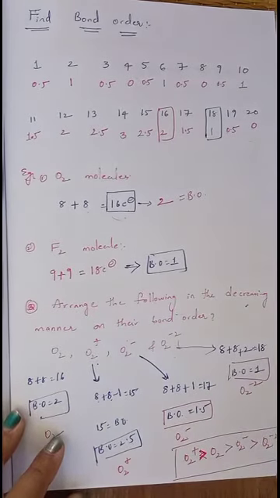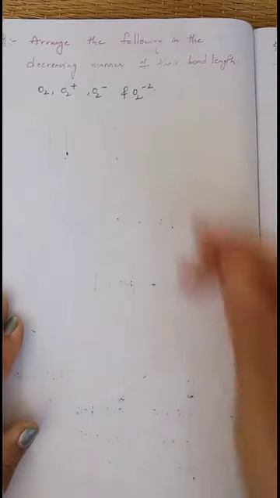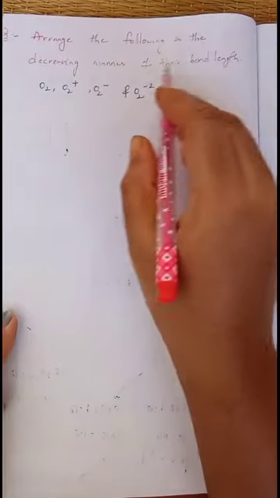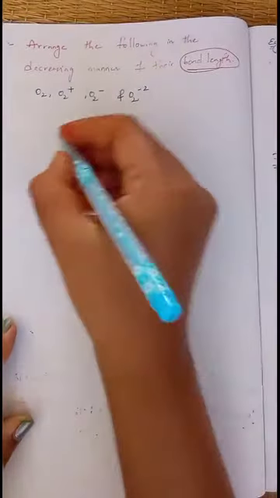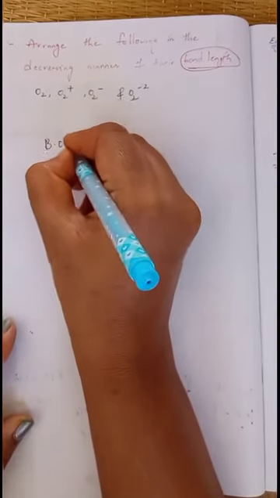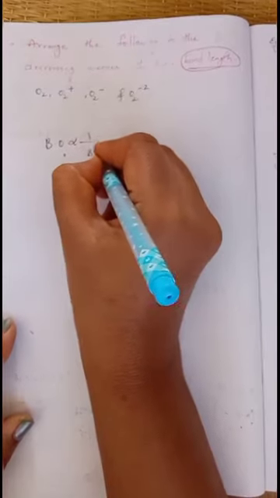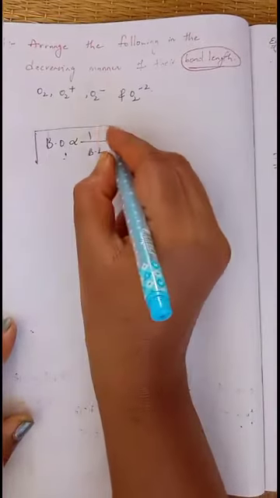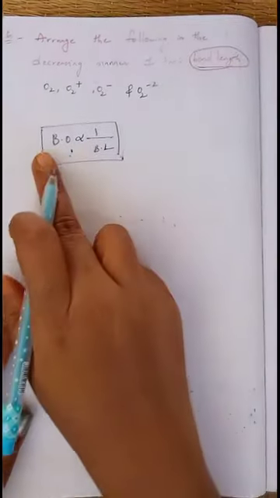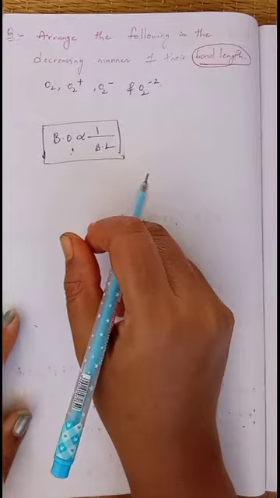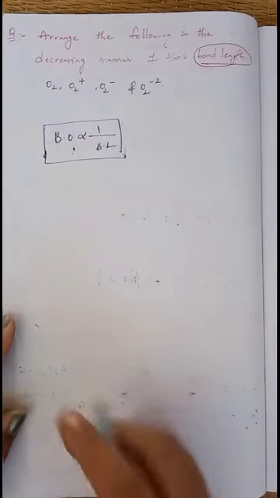Now we'll see one more question. Arrange the following in the decreasing order of their bond length. Here they are asking about bond length, not bond order. If you know bond order, based on that we can easily find its bond length, because bond order is inversely proportional to bond length. You just remember this relationship. Once bond order increases, bond length decreases.